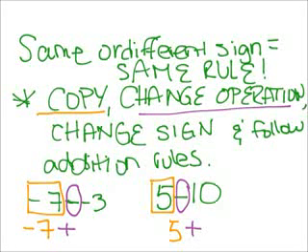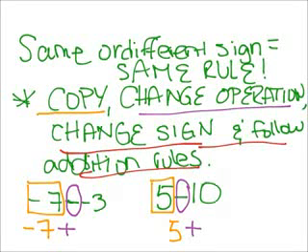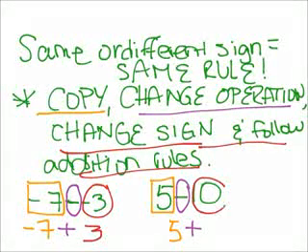And then I am going to do my last step, which is to change the sign and follow the addition rules. So the sign of this last one is a -3. I'm going to change it to a +3. Over here I had a +10. I'm going to change it to a -10. And now I can do my final steps. So now, if you notice, I have -7 plus 3 and 5 plus -10.